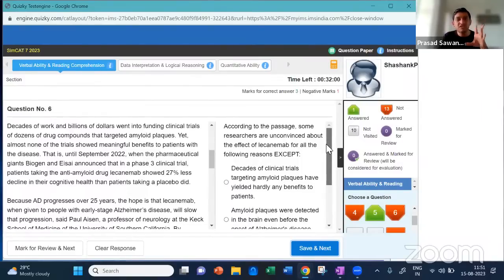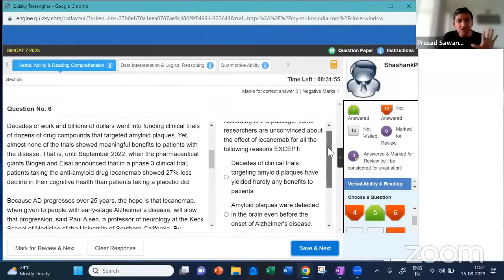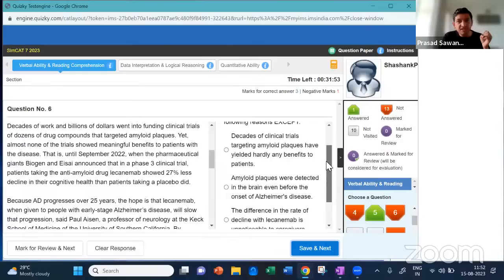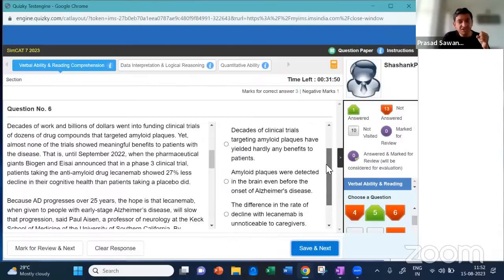One, the difference is not noticeable to the caregivers. Those kind of things are there. So which of the following is not mentioned in the passage? Decades of clinical trials targeting amyloid have yielded any benefits to the patients?